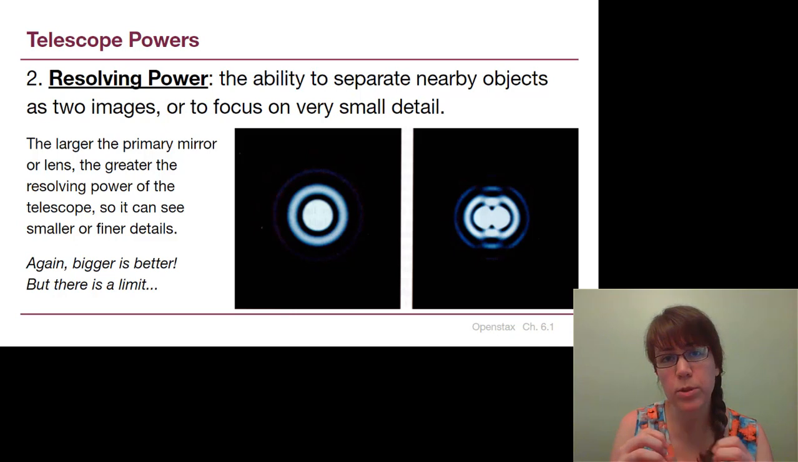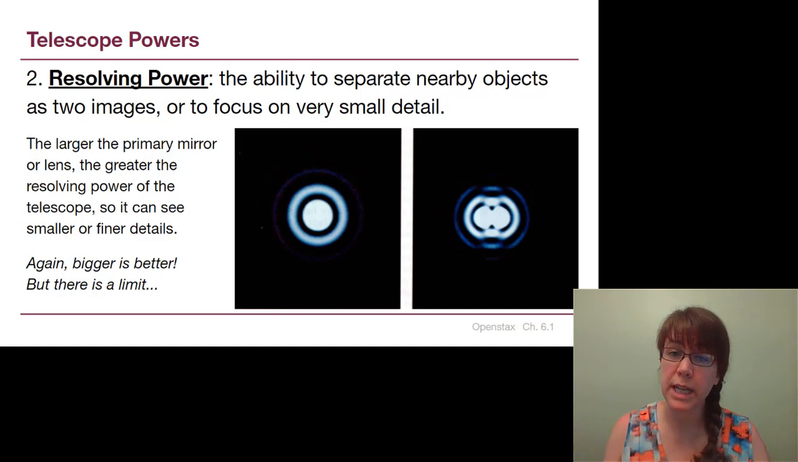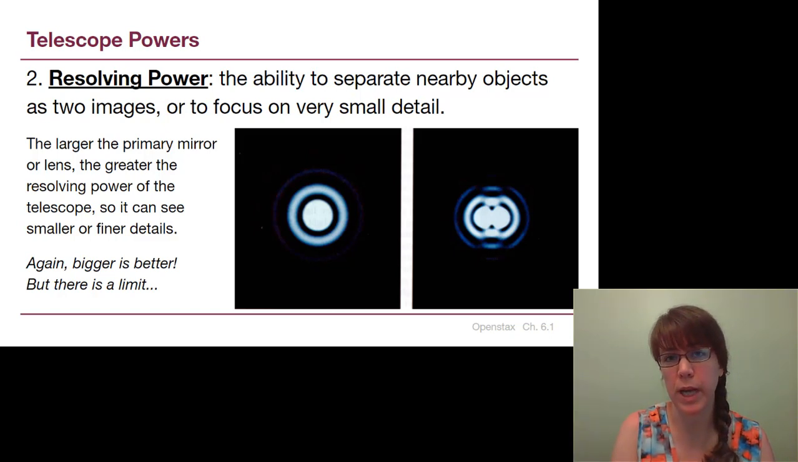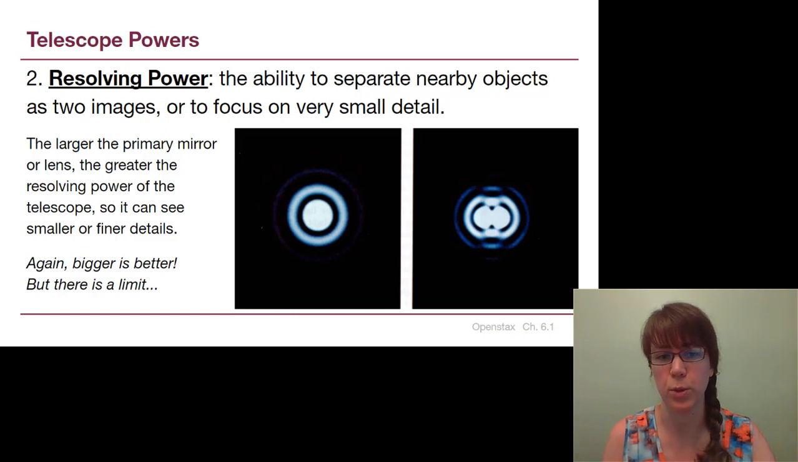Whereas on the right side, we're actually able to tell that there are two distinct point sources directly next to each other. Even though it still kind of looks like they're blobbed together, we can at least tell that they're separated, because we can see smaller detail. There's an equation that we won't talk about, but for resolving power, the bigger the diameter of your mirror or lens, the better resolution you have, the smaller the details you can see. So the key thing here is that first sentence: resolving power is the ability to separate close by objects or to see very small details, for example, tiny craters on the moon if you had a telescope looking at the moon.